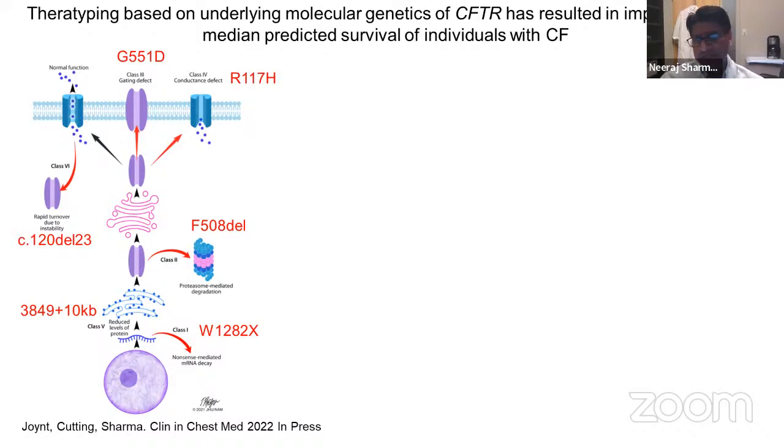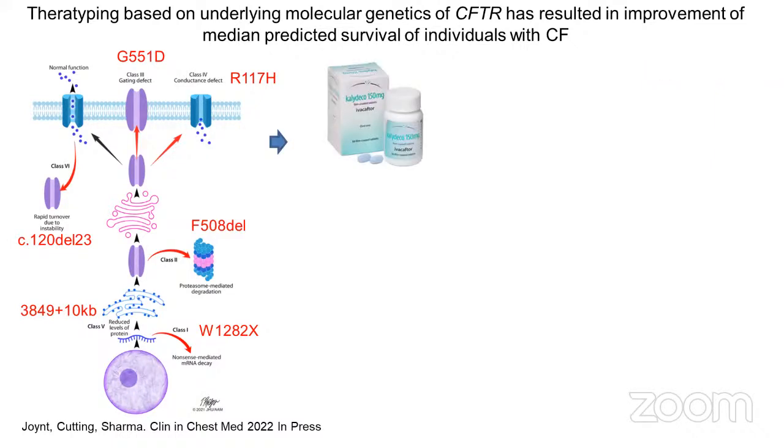So these are all classes of the mutation. How our understanding of this has helped in increased survival of the patients with CF is, it's not moving further. Yeah.